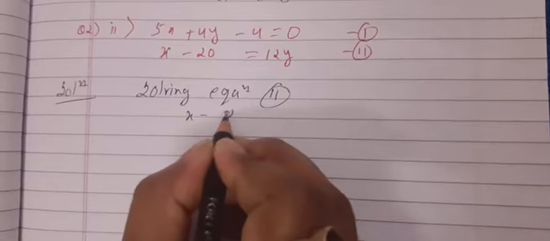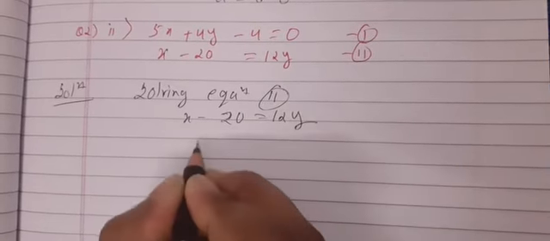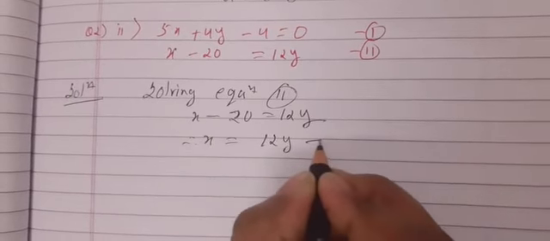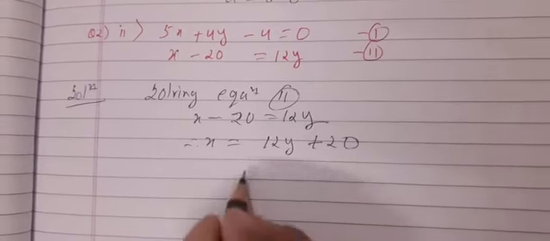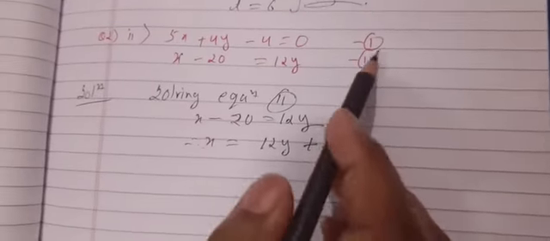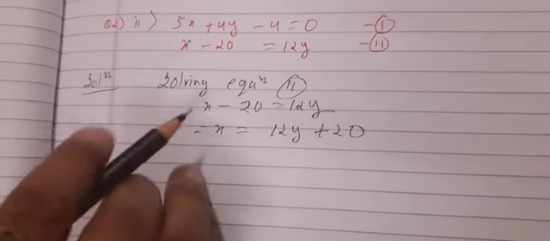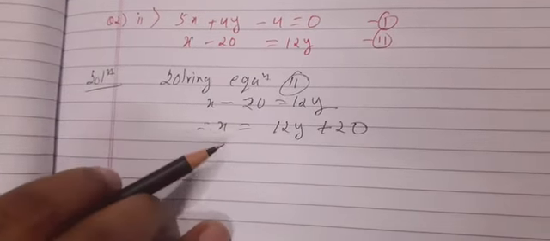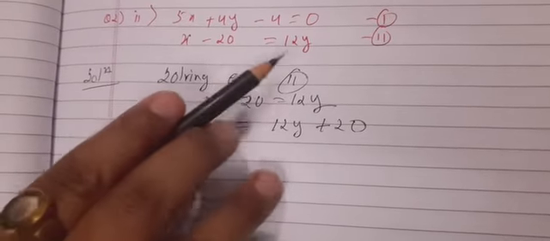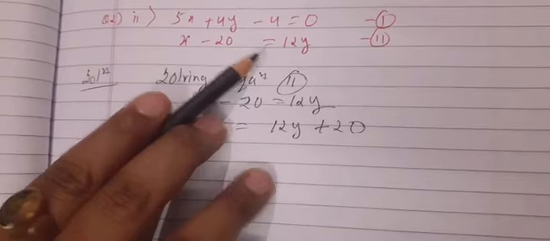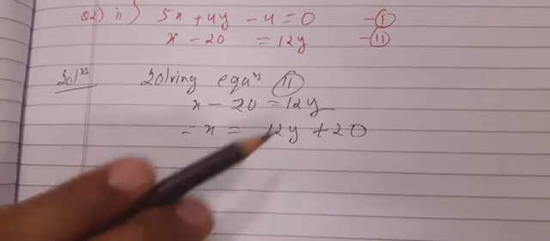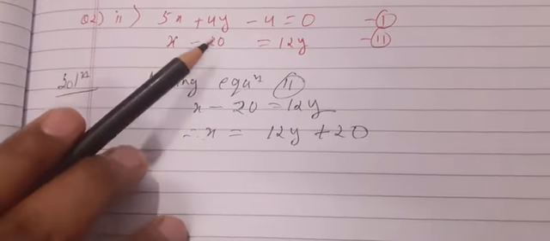Then what will happen? Equation 2 is x minus 20 is equal to 12y. Therefore x is equal to what? 12y plus 20. Now putting this value of x in the next equation, that was equation 1. As I have told you, if you solve equation 2 and get the value of one variable, then you can't put the same value in the same equation. Use it in the other equation, not in the same equation.